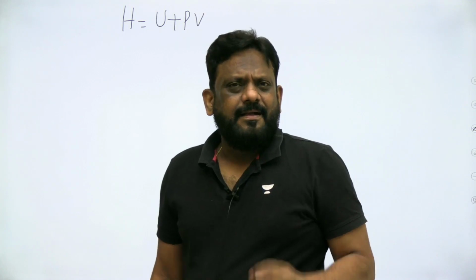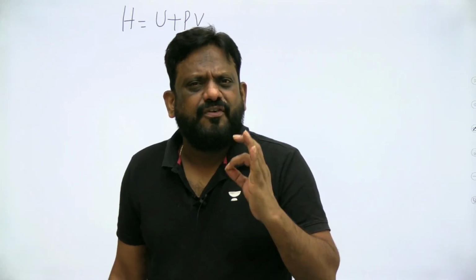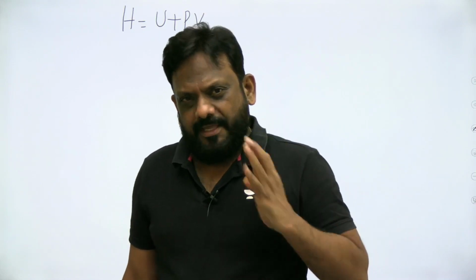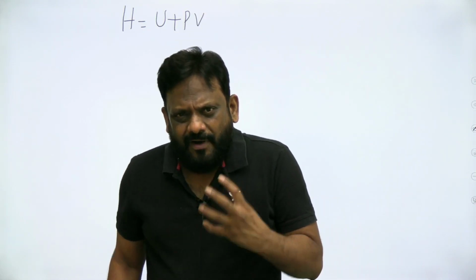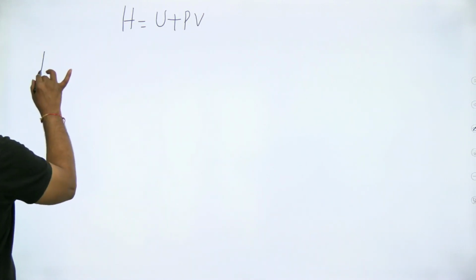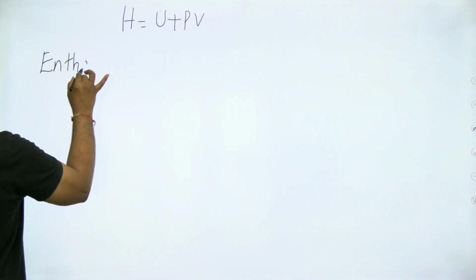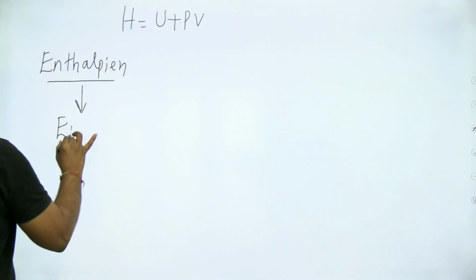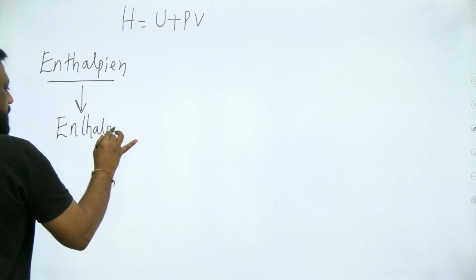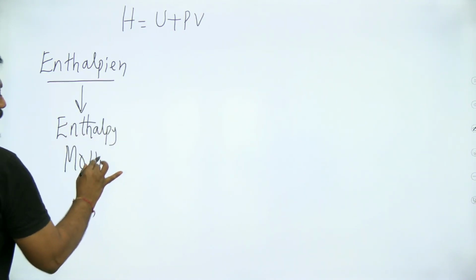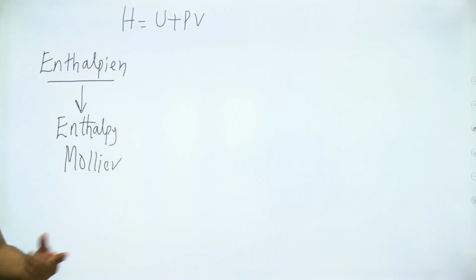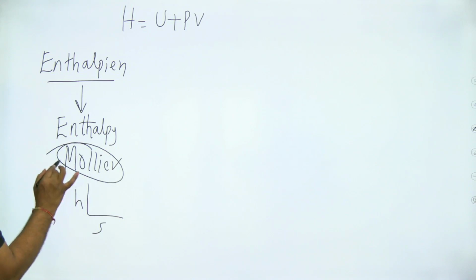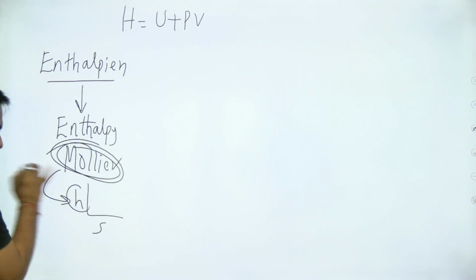Great. This word enthalpy was first coined by Robert Mollier, M-O-L-L-I-E-R, Mollier. The Greek word is actually enthalpien. From this word, the word enthalpy was coined, and it was first given by Mollier. That's why, my dear students, in the Mollier diagram, you see H-S, because this enthalpy term was first given by Mollier.